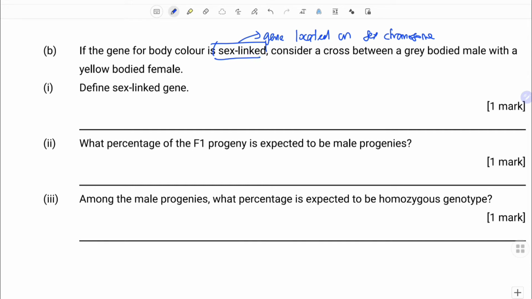So jangan simply tengok kalau ada sebut male ataupun female terus kamu consider adalah sex link gene punya inheritance. Bukan. So jangan tengok male female ni. Tengok kalau dia sebut perkataan ini baru kita tahu bahawa sekarang we are talking about the inheritance for the sex link gene, iaitu gene that can be found located on the sex chromosome, either X ataupun Y chromosome. So define lah. So next, what percentage of the F1 is expected to be male progenies?